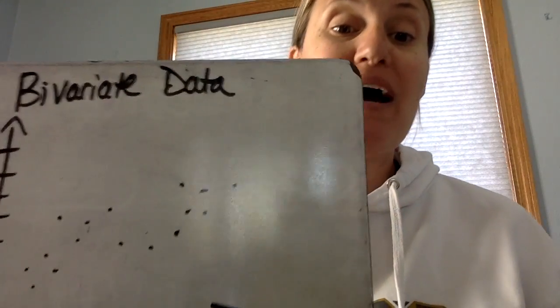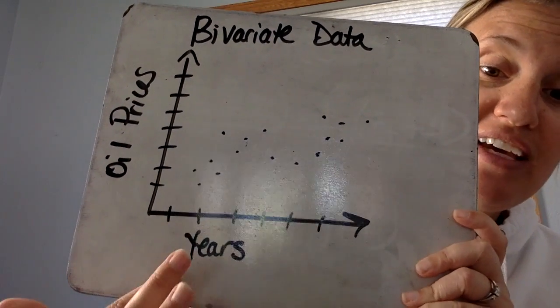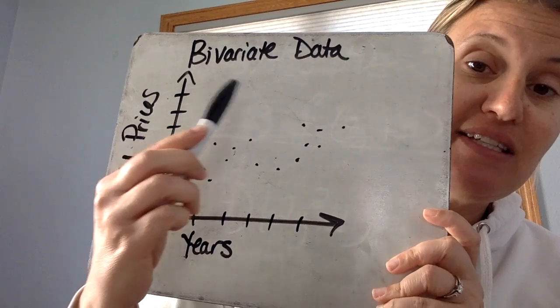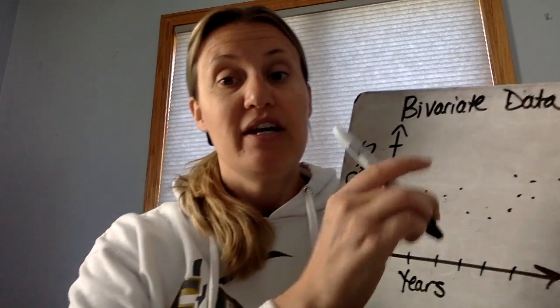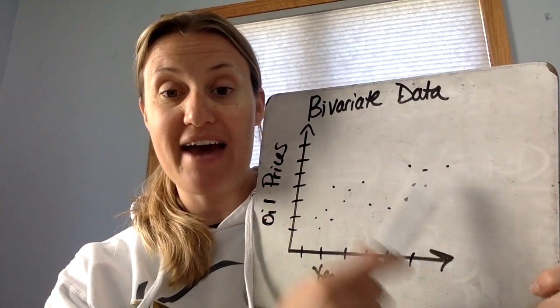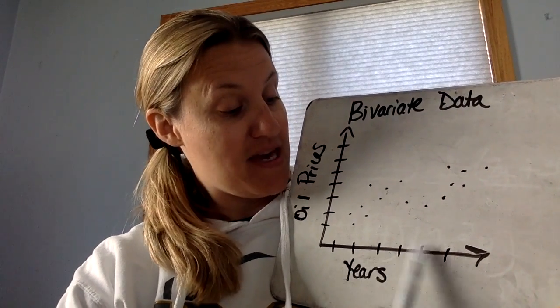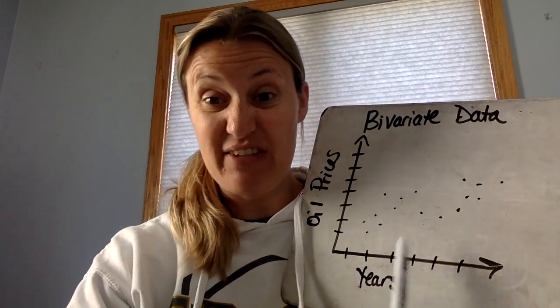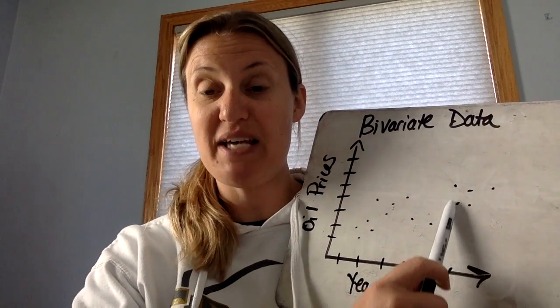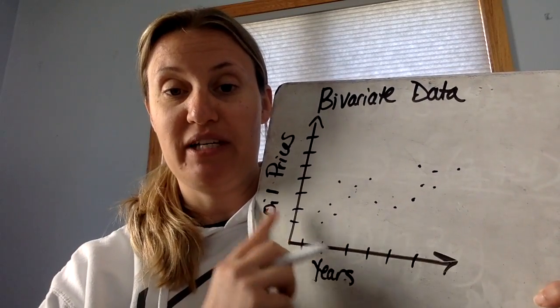Okay, now for the rest of the vocab. The next vocabulary term is bivariate data. Now, bivariate data is just a big old fancy word for your two labels, okay? In this case, it's years and oil prices. Bi means two, okay? So bivariate data is just what we have labeled the X and Y axis. So this would be a scatter plot that shows the oil prices as years go by, okay? So as the years increase, you can kind of see the oil prices for the most part increasing and then they dip down and then they increase again, okay? So bivariate data is just what are we labeling our two things.